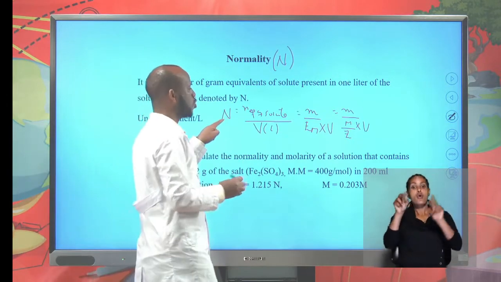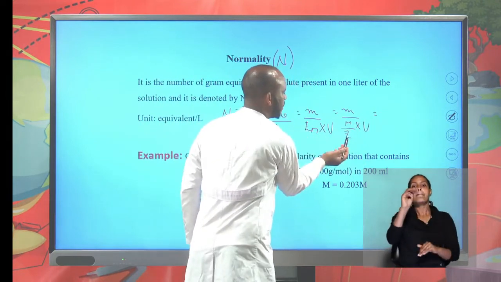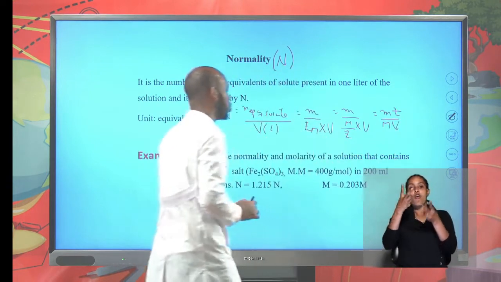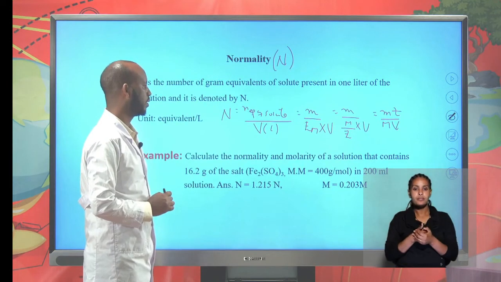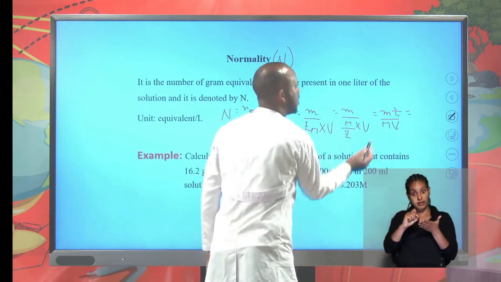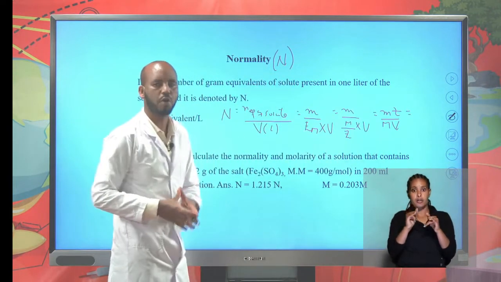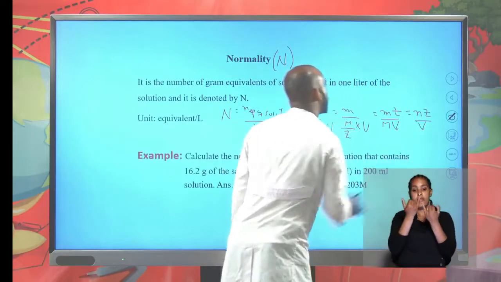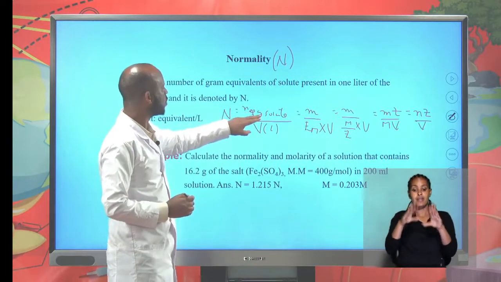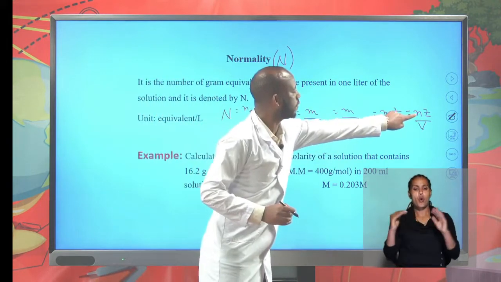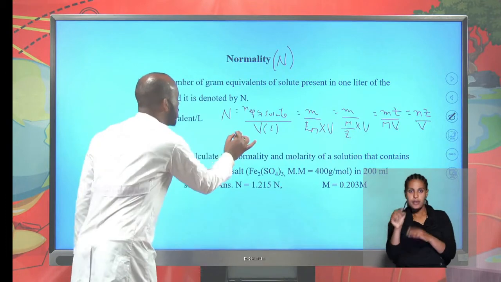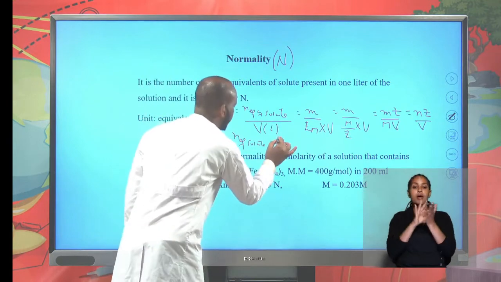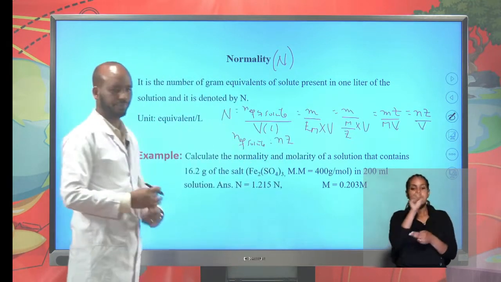Therefore, normality of the solution equals mass times Z divided by molar mass times volume of the solution. This can be written as mass divided by molar mass, which is the number of moles of the solute, small n, times Z divided by volume of the solution. From this, number of equivalents of solute equals number of moles of solute times Z.